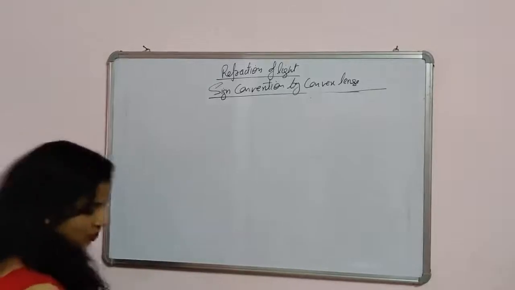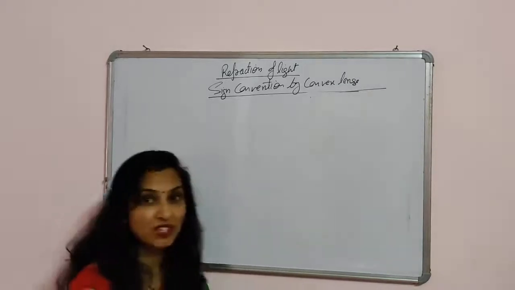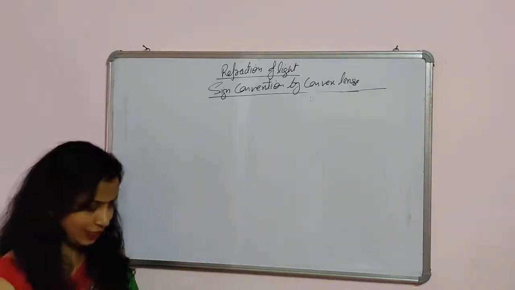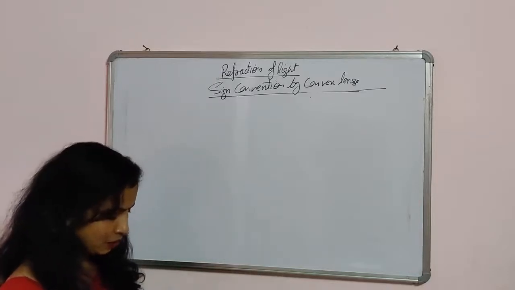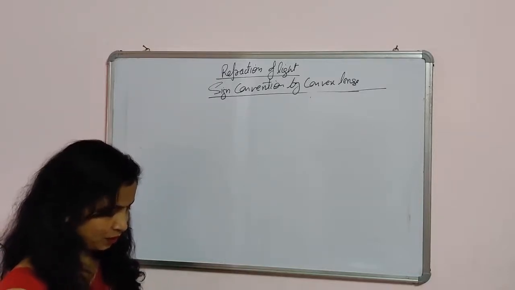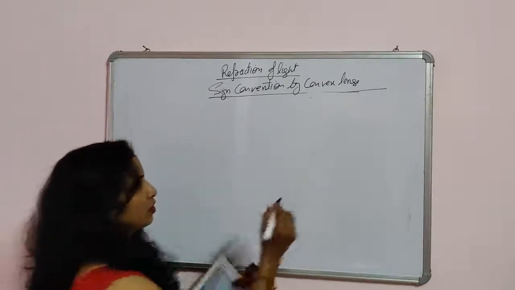I will give you a worksheet. From your worksheet, it will be question number 19. Question number 19 is: a filament of a lamp is 80 centimeter from a screen. So it means this is the distance of the filament from the screen.